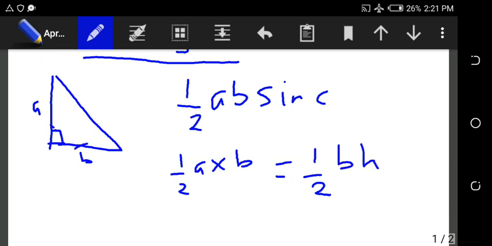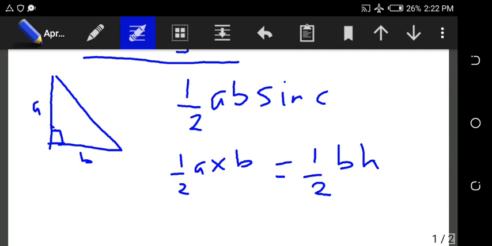So in this case, the B could be the base here, and the H could be the height, which is A in this case. So that's how we come across this formula. This formula only applies to right angled triangles which have the included angle as 90 degrees. Since sine 90 degrees is 1, you have eliminated that, and that's how we derive this formula for areas of right angled triangles. But for other triangles with two given sides and an included angle which is not a right angle, we have to solve it all the way through.